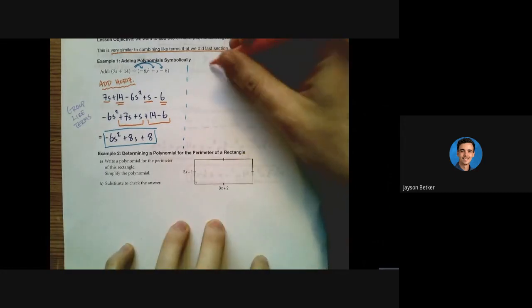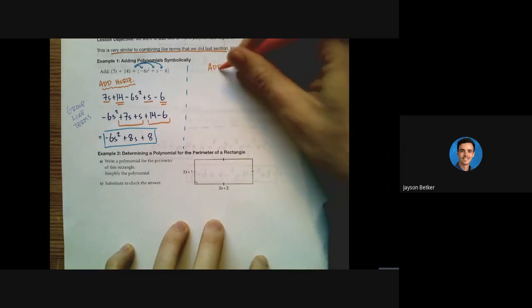That is how we can do it if we are adding them horizontally. Now what I want you to do is add them vertically. I'm going to show you how to add them vertically.